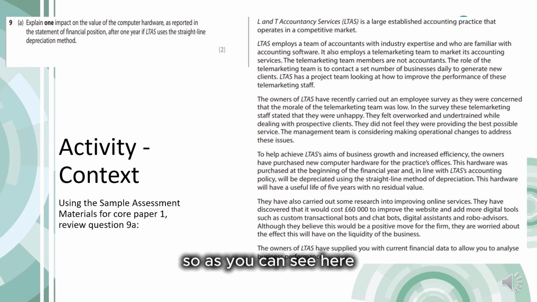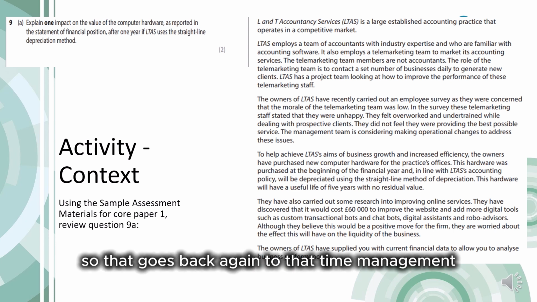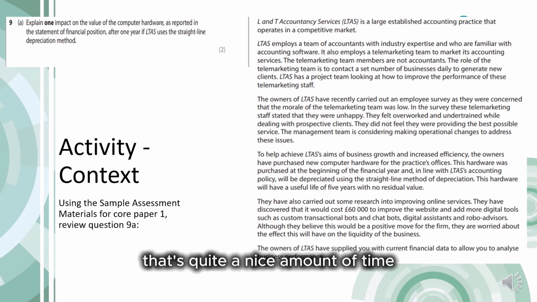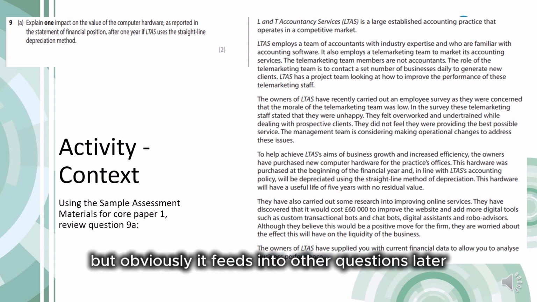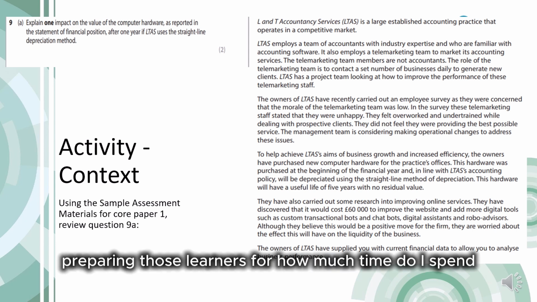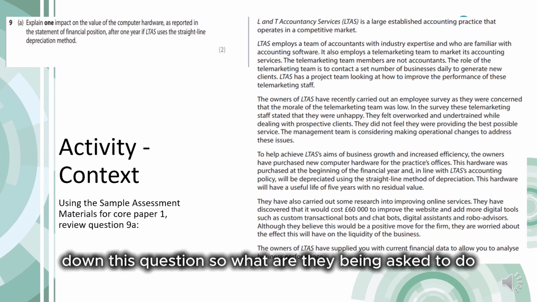So as you can see here, this is quite a long question, and they've obviously read a lot of information. So that goes back again to that time management, so that when you look at it and you think, actually, that's quite a nice amount of time, there's a lot of reading there for a 2 marker initially, but obviously it feeds into other questions later. So it's again preparing those learners for how much time do I spend, and equally, how do they break down this question? So what are they being asked to do?